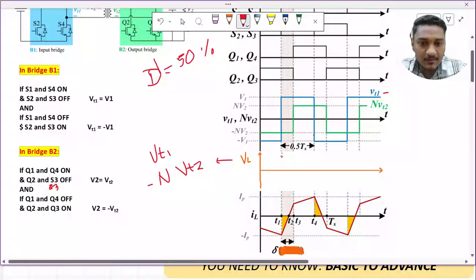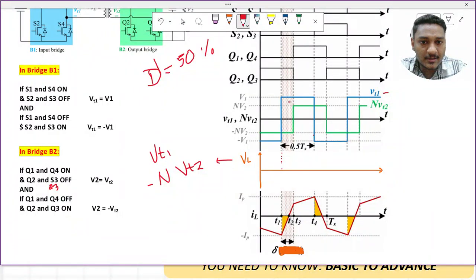Okay, so I will start from this particular point. What is the nature of my waveform? Initially, during this particular phase, when there is an angle of delta, my V1 is positive and this is negative. So overall, minus of minus becomes plus, so I am getting V1 plus n times V2. So I am getting some voltage here initially.